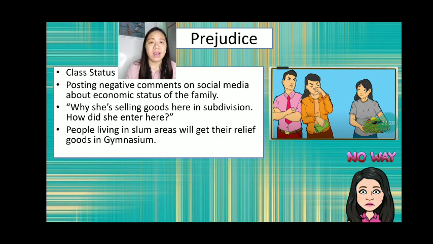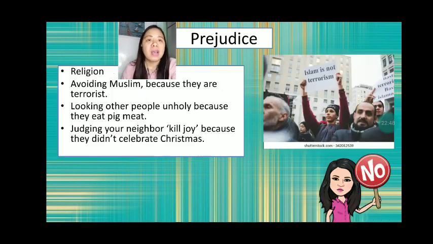So, you think that pag mahirap at nagtitinda ng gulay, then pumasok sa isang subdivision exclusive, then nakakadiri na ba siya? Right? People living in a slum areas will get their relief goods in gymnasium. As what you see in here, pag mahirap or sa slum areas ka nakatira, dun ka sa gym kukuha ng relief good mo. Then there's discrimination. Inilalayo tayo sa na dapat ay equal lang. Kung saan kukuha iba, dun din dapat lahat. Pero hindi ganun yung nangyayari. So there's prejudice.